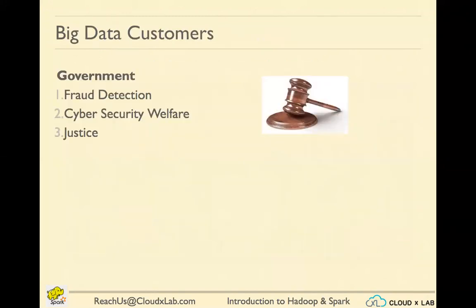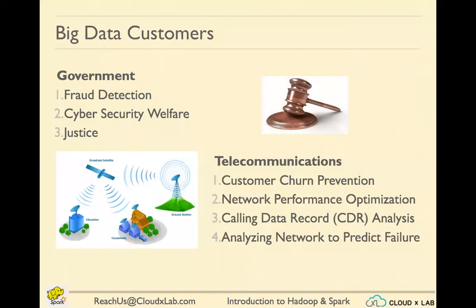Now, the other big data customers: almost everything in government is big data. For the government, there is detecting fraud, detecting cybersecurity warfare, and for justice, understanding the cases. Big data could be used to a very large extent, and it is being used. In telecom, again, almost everything is big data: customer churn prevention, network performance optimization, and calling record data analysis.